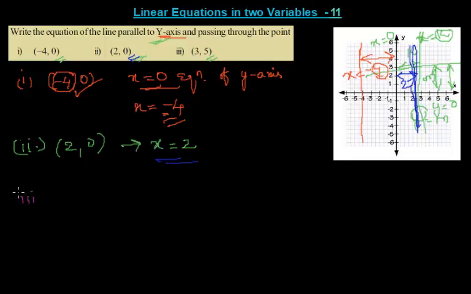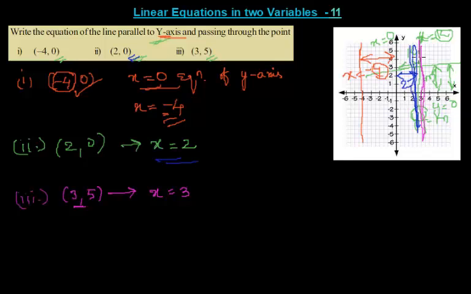Now, let us take the third point. The third point is 3, 5. This point 3, 5 is on the line x is equal to 3. See here, it is in this way.